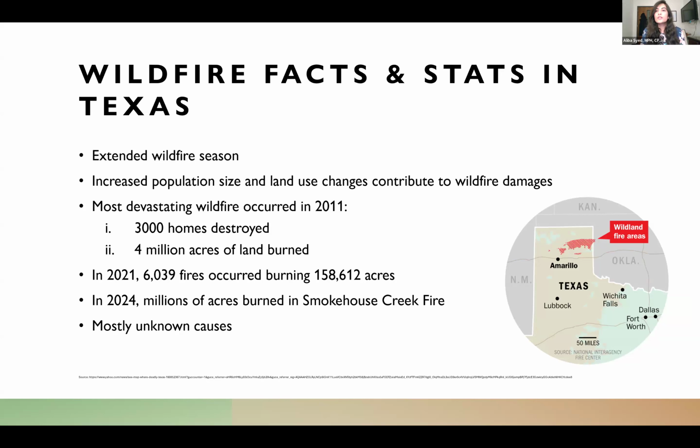In 2011, Texas encountered the most devastating wildfire season. About 3,000 homes were destroyed and 4 million acres were burned. The year of 2021 saw 6,039 fires in Texas, which resulted in the burning of 158,612 acres. In February of 2024, millions of acres were burned in the Smokehouse Creek fire, leading to a huge loss of livestock, crops, and infrastructure.